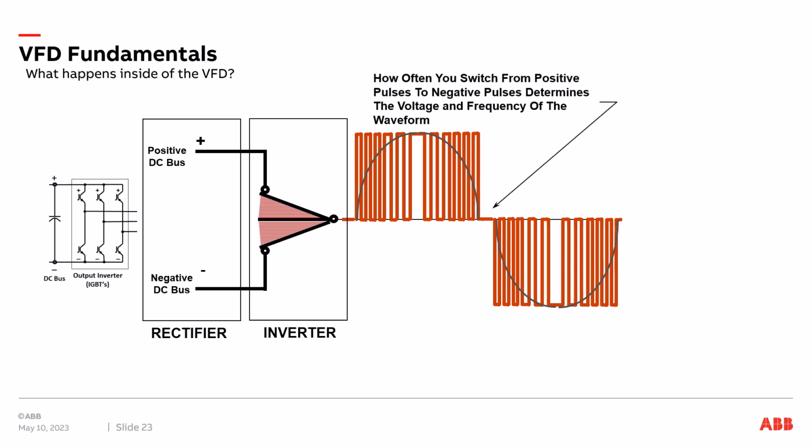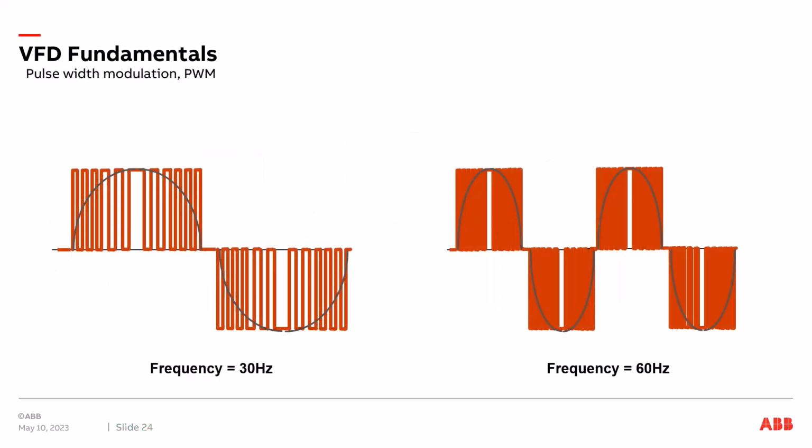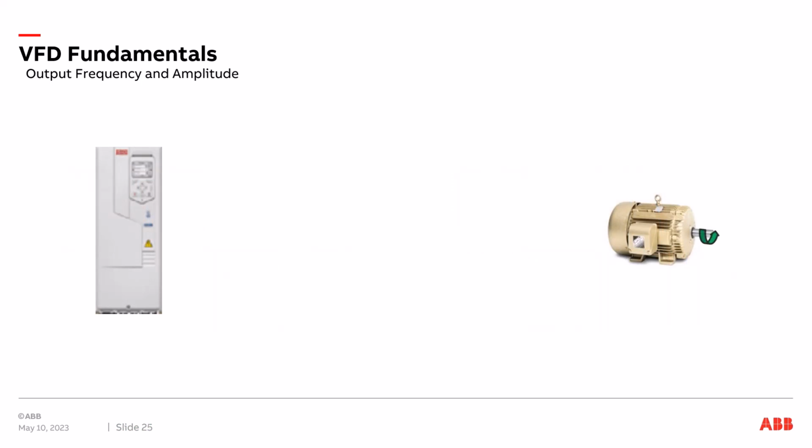So how often you switch from positive pulses to negative pulses determines the voltage and frequency of the waveform. So we have our frequency, that's based on the x-axis, and our voltage is on the y-axis. Now a frequency of 30 Hz is half the frequency of 60 Hz. Now remember, 60 Hz is 60 cycles per second, 30 Hz is 30 cycles per second. When we look at a motor and a drive, the output frequency and the amplitude of the voltage is needed to control the motor speed.